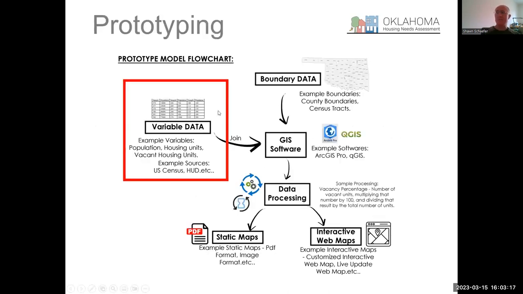First, like most of our lessons, this one fits into our prototype model flowchart, where we're going to talk about variable data, in particular data from the Census Bureau. So we're not going to talk about HUD or other sources in this lesson, but we might in future lessons.